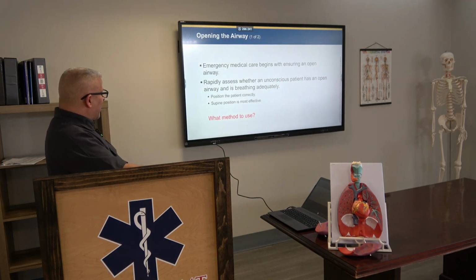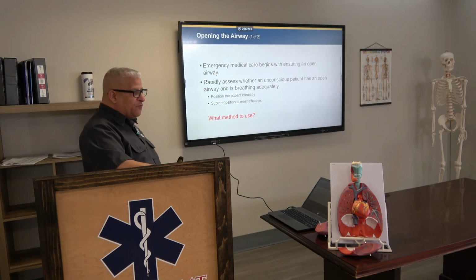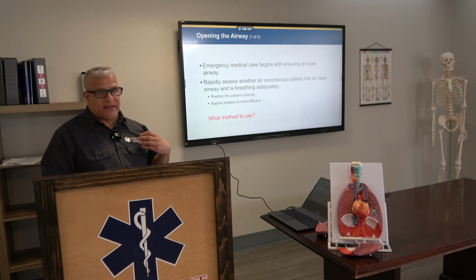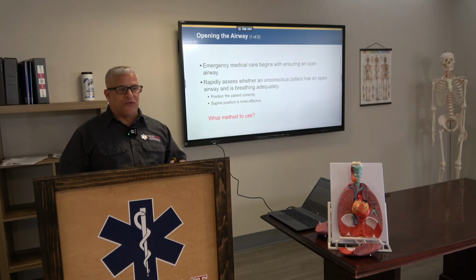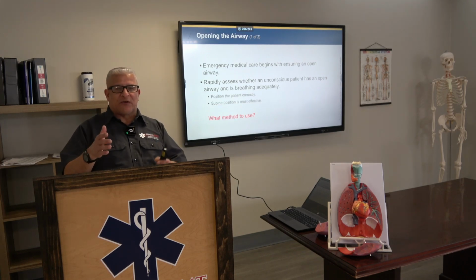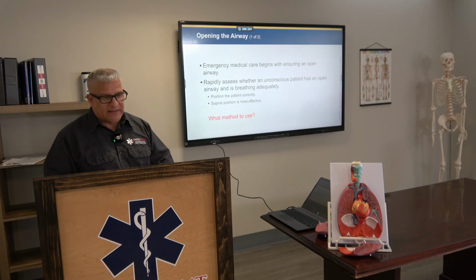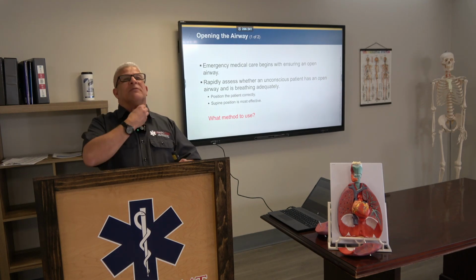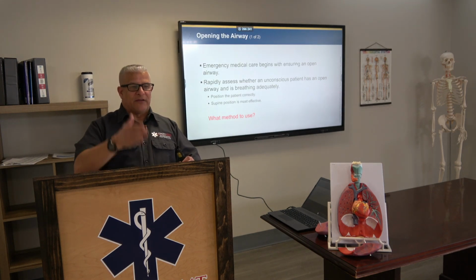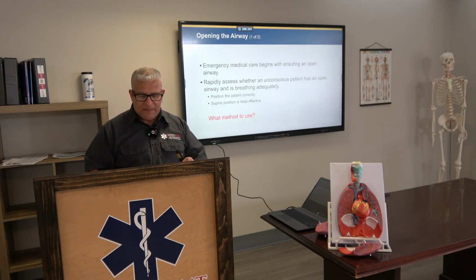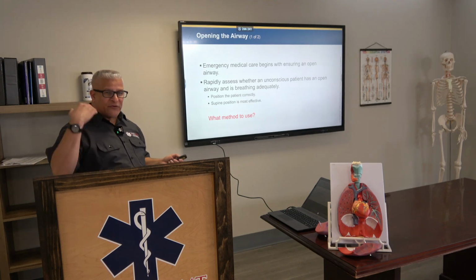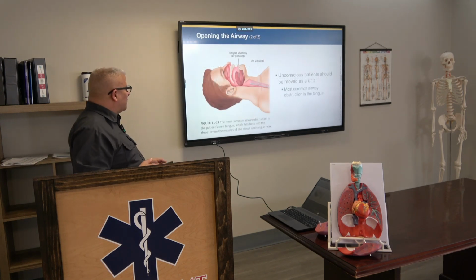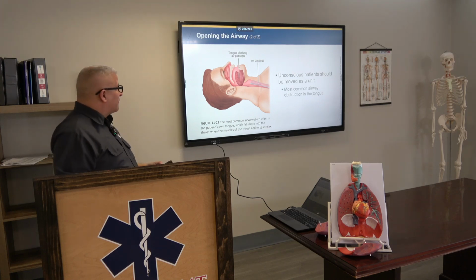So opening the airway. There are a couple ways of opening the airway. If you do not suspect a C-spine injury, you don't suspect a neck injury or a back injury, then you can use a head tilt chin lift like we used in CPR. That is the best way to open the airway because it's going to make the airway straighter for you, and it's going to be easier for you to ventilate. Now, if we suspect that they have a neck injury or some type of injury to the neck or the back, then we're going to use the jaw thrust.